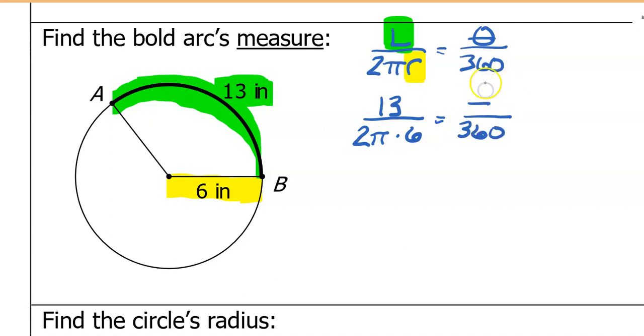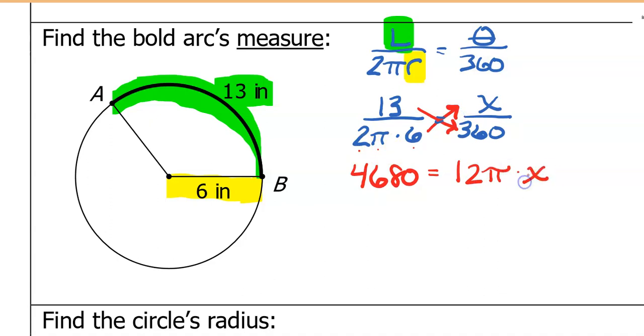And if you prefer, just to say like, oh, I only have one thing left, we could call that x instead of theta. It doesn't matter. And then we can cross multiply. So 13 times 360 is 4,680. And then going the other direction, I have 2 times pi times 6, so that's 12 pi, times the x up here.